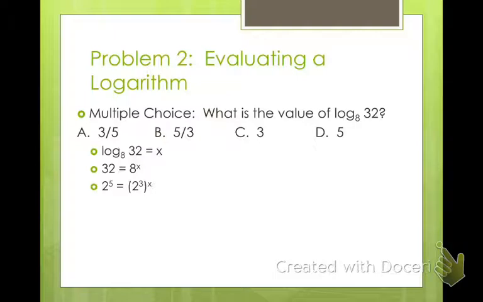So we can rewrite this as 2 to the fifth equals 2 to the third times x. We can just multiply that 3x together, and then we can just go ahead and solve just those exponents and say 5 equals 3x. Well, to find what x is, you divide by 3, so the correct answer is 5/3. See how that works? It's pretty cool.